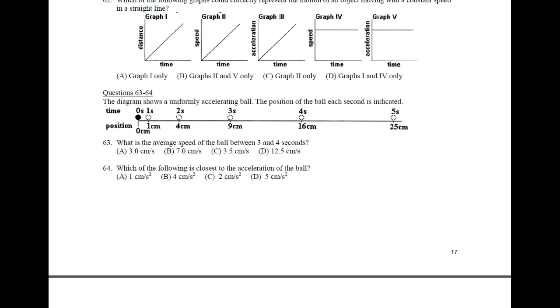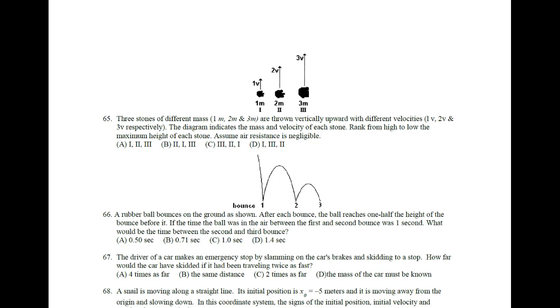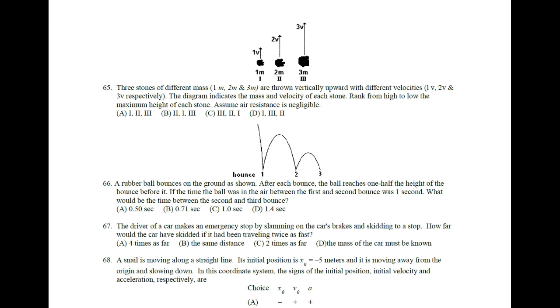Next one, number 65. You've got these three different stones. They want to know, ranked from high to low, the maximum height of each stone that is thrown. Here, the maximum height of the projectile is found from knowing that Vy is equal to 0 meters per second at the max height.